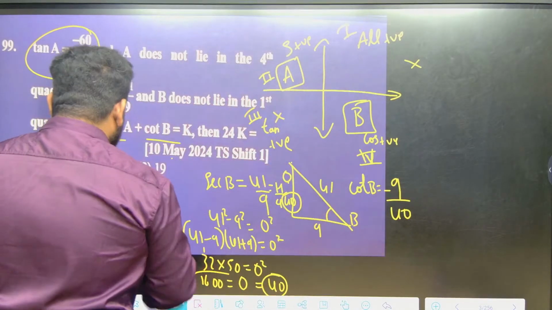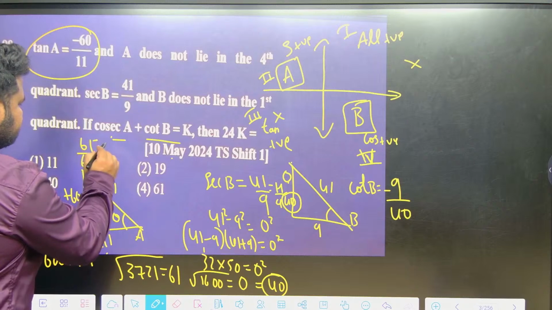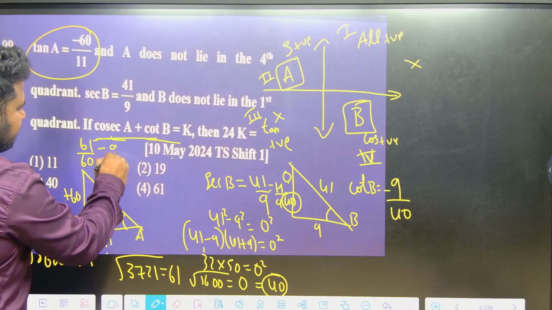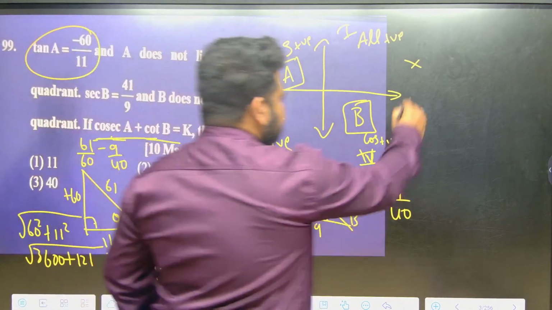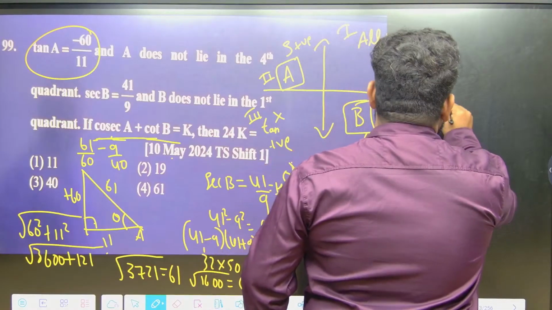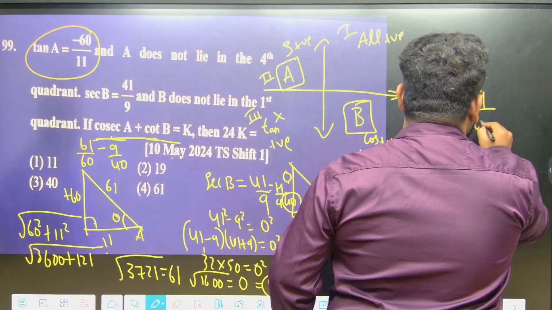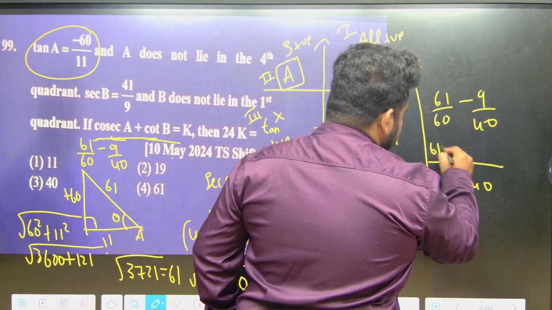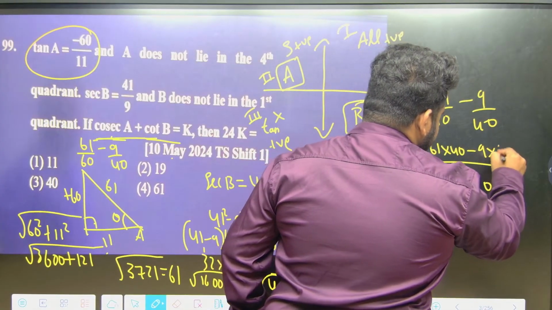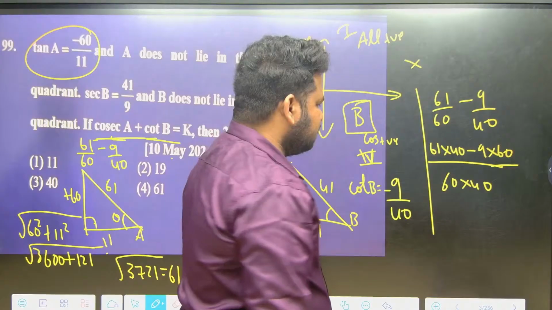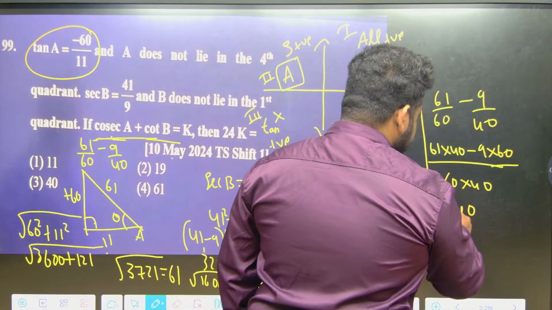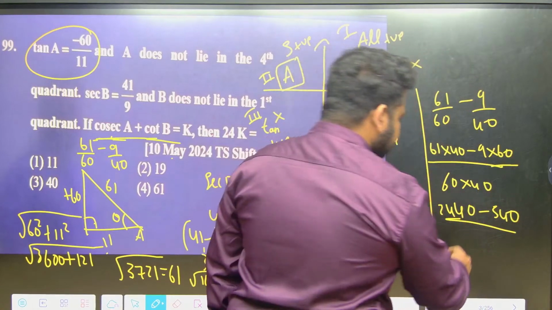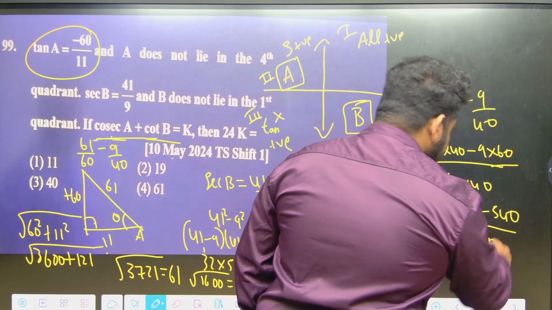So this value I have to find out. Here instead of plus, what I should write? 61 by 60 minus 9 by 40 is what I have to find out, right? Let us do it here. That is 61 by 60 minus 9 by 40. Let us take the LCM, which will be 60 into 40. I will get 61 into 40 minus 9 into 60. Now further simplify. 4, 4 6 are 24, minus 9 6 are 54, over 60 into 40.